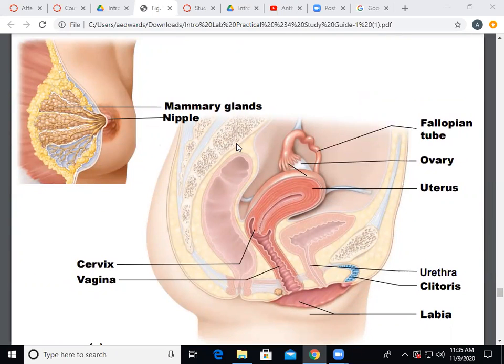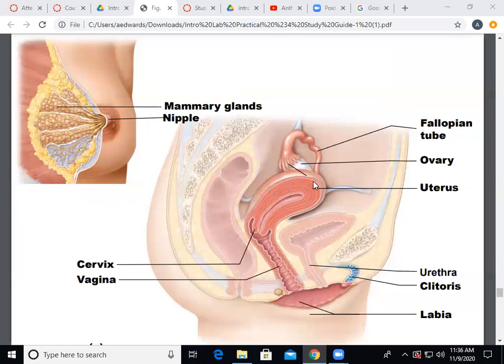obviously, women have the ability to nurse, and so females have mammary glands, and milk can be released out of the mammary glands through the nipple. Now, as far as the female reproductive system, we also need to know, again, here's the uterus. Here's the ovary where the eggs are. Eggs can go from the ovary through the fallopian tubes to the uterus.